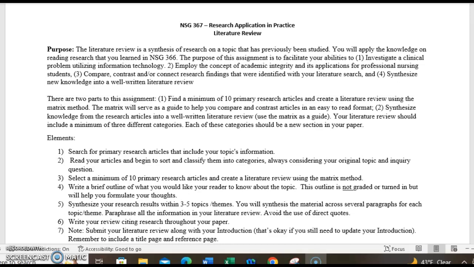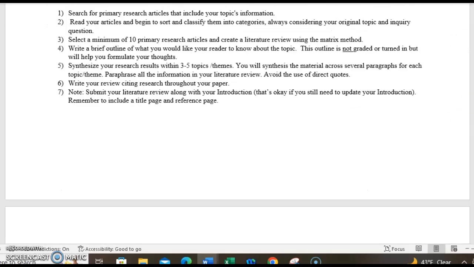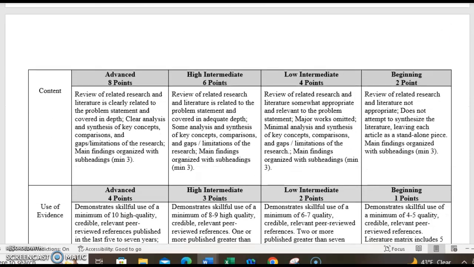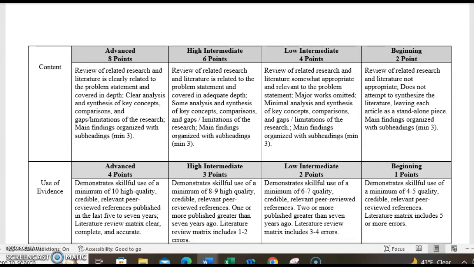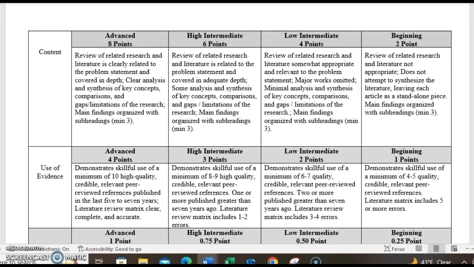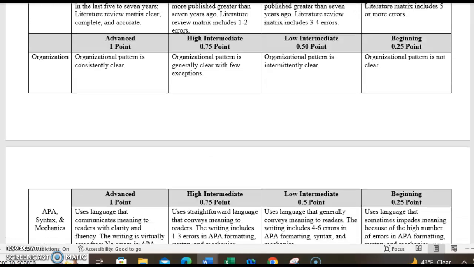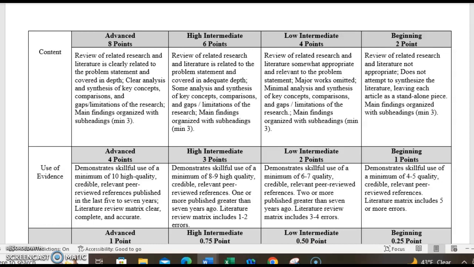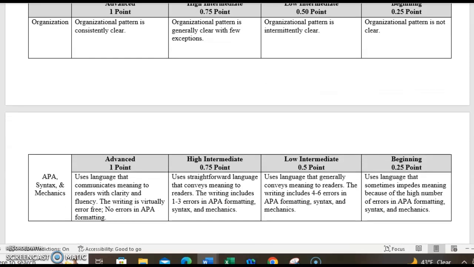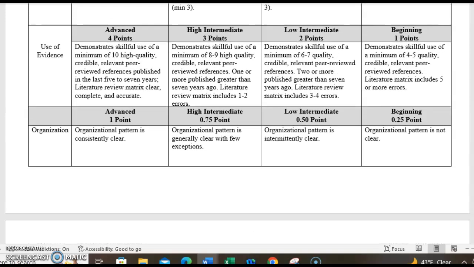You will want to attach your matrix as an appendix. You will also want to remember to include a title page as well as a reference page. Please do take some time to review the rubric to ensure that all of the criteria are met. The criteria, we will look at content, use of evidence, organization, as well as APA syntax and mechanics.